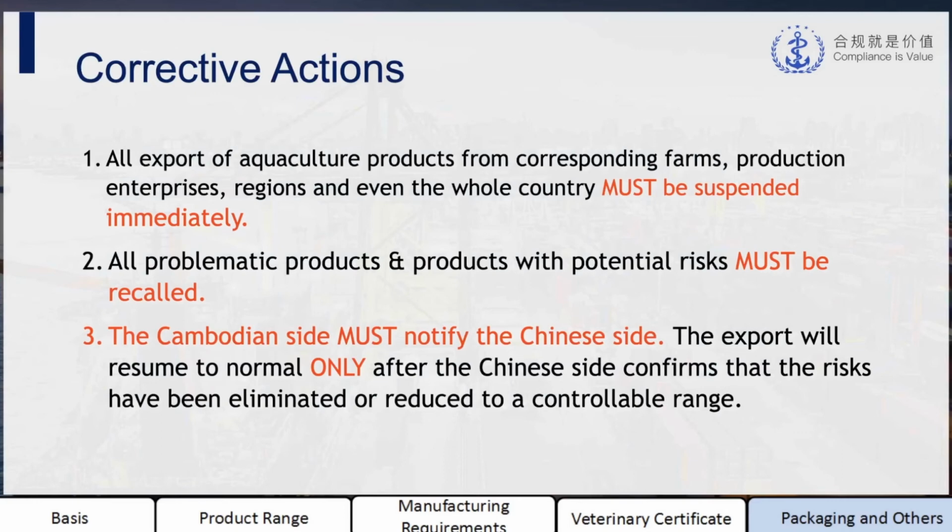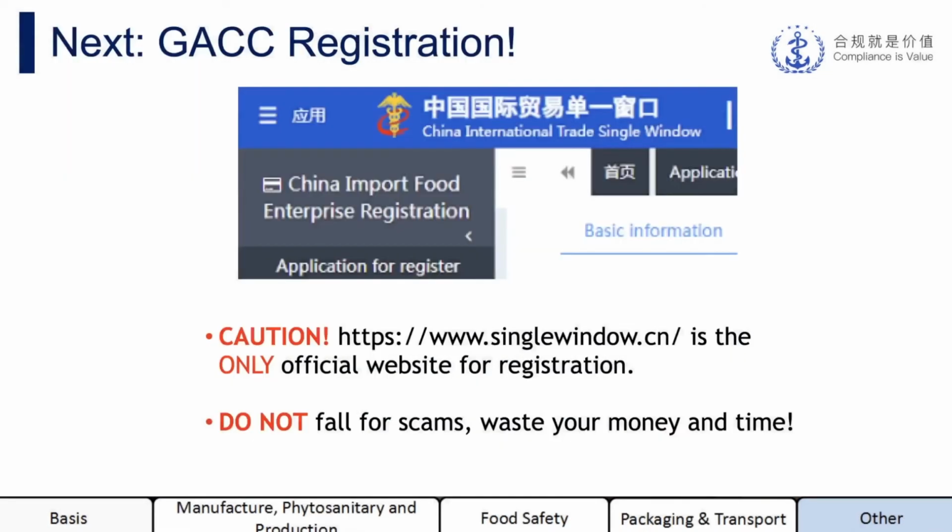3. The Cambodian side must notify the Chinese side. The export will resume to normal only after the Chinese side confirms that the risks have been eliminated or reduced to a controllable range. Now it's time to apply for registration with GACC.